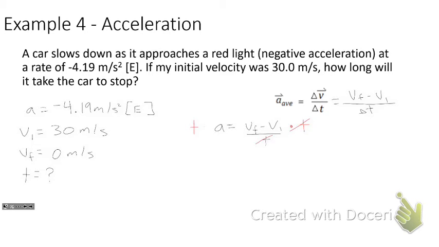Okay? And now, how am I going to get time all by itself? Divide by acceleration. Good. So anything divided by itself is 1, so that will just go away. So time is equal to Vf minus Vi over acceleration. Okay, now that we know our variables, we can just plug those in. What is our Vf? We are stopping, so it will be 0 meters per second minus 30 meters per second, divided by our acceleration, which is negative 4.19 meters per second squared.